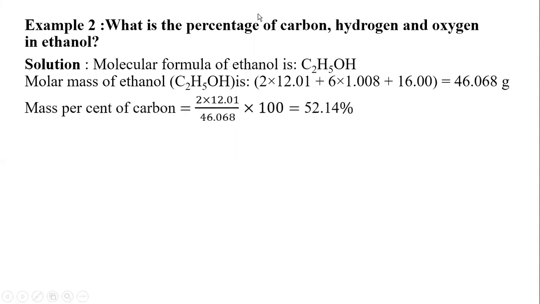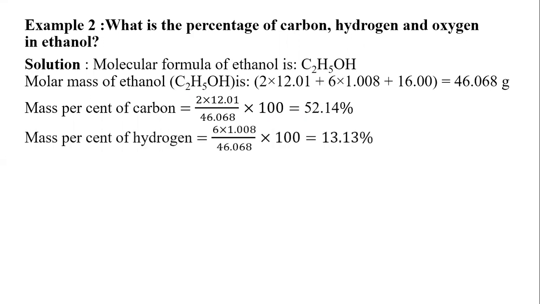So the mass percentage of carbon. The percentage composition and the mass percent are the same term. The mass percent is called so because we divide mass by mass. The mass percent of carbon will be equal to the atomic weight of carbon multiplied by 2. Here we take 2 because the molecular formula contains 2 carbons. So 2 multiplied by 12.01 divided by the molecular mass of the compound, 46.068, multiplied by 100 will give the mass percentage or percentage composition of carbon.